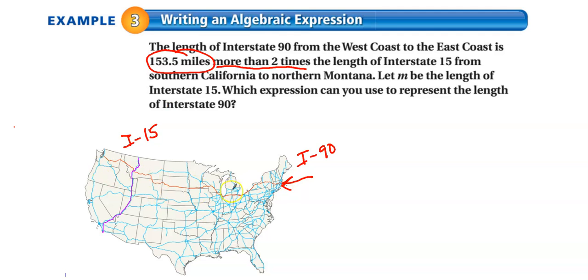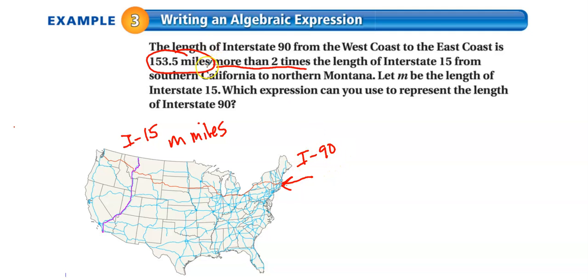And yeah, this interstate freeway is much bigger. So it says, let M be the length of Interstate 15. So this is M miles, right? I don't know how many miles long it is, but it's M miles. And it says which expression, oh, well, it's a multiple choice in the book, but we're going to come up with an expression that we can use to represent the length of I-90.